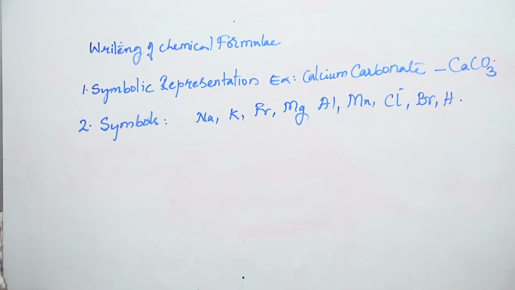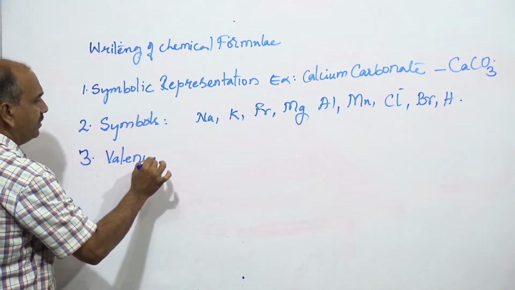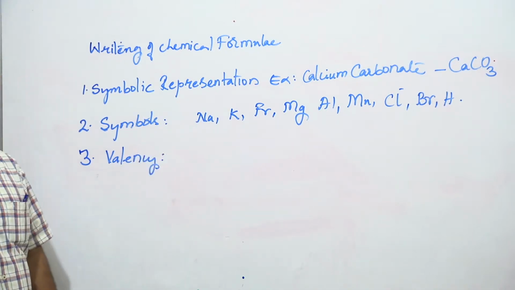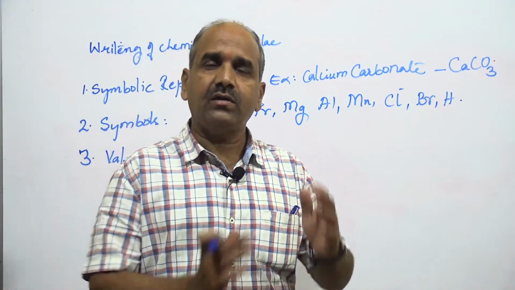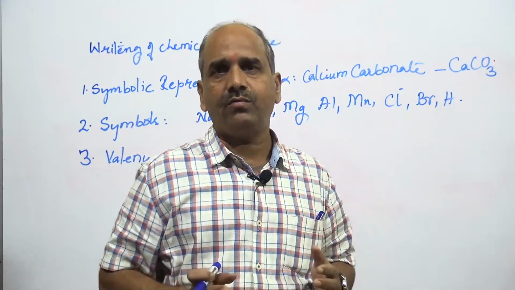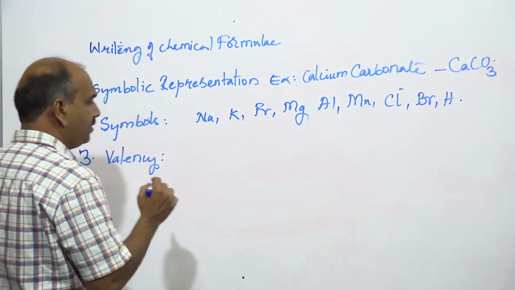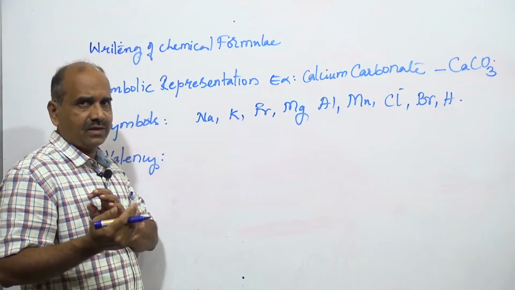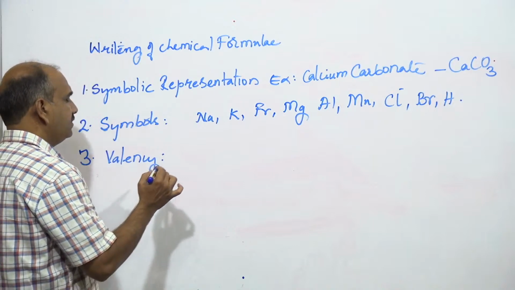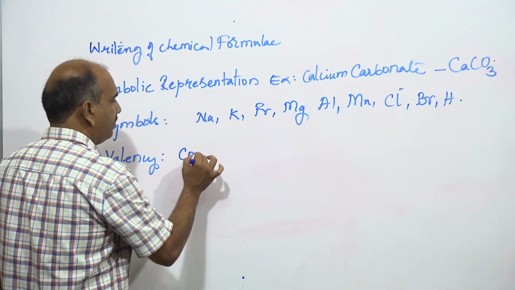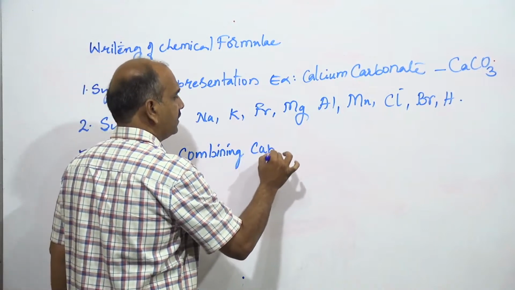Once you know the symbols, the next thing you should be knowing is valency. Valency is combining capacity. What number ratio of one element is going to combine with another element, or with whatever other element is there? So what is the number of those elements which should be present in order to form the molecule? So valency is combining capacity.